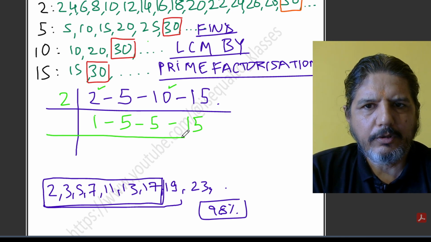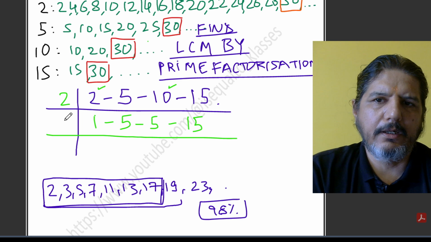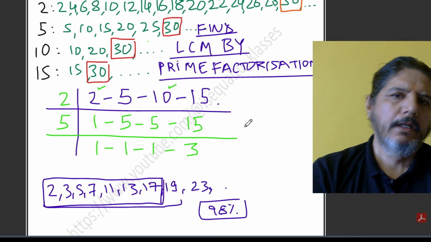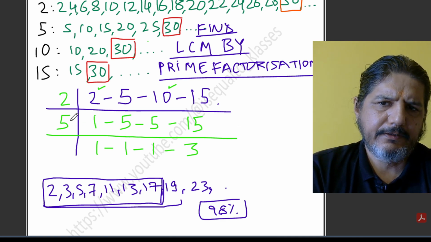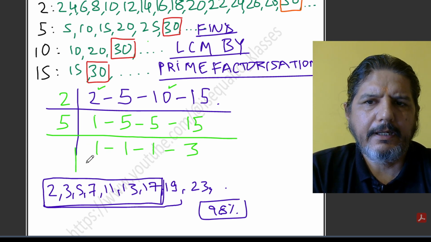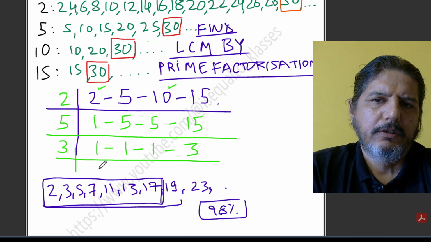Now I look at the next lot of numbers, and I try to find a common factor which divides 2 or more numbers. As you can understand, that number is 5. So 5 ones are 5, 5 ones are 5, 5 3s are 15. And then I just have a single number, so I'll write 3. So this is as it is and 3 ones are 3.